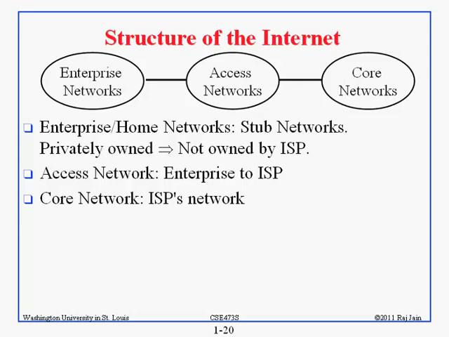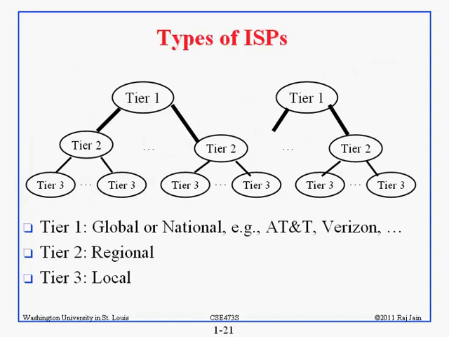ISPs are many different sizes. Big ISPs are called Tier 1. They provide services to Tier 2 ISPs. Tier 2 ISPs provide services to Tier 3 ISPs. Tier 1s are like AT&T and Verizon. These are national providers, global providers. And then Tier 2 might be regional providers.